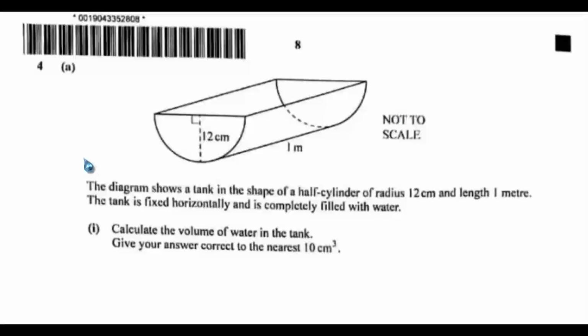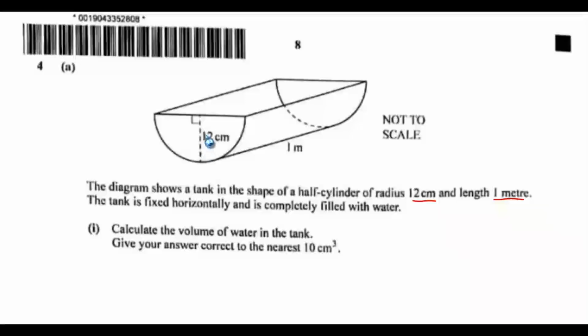Question 4a. The diagram shows a tank in the shape of a half cylinder of radius 12 centimeters and length 1 meter. The tank is fixed horizontally and is completely filled with water. Calculate the volume of water in the tank. Give your answer correct to the nearest 10 centimeter cube.